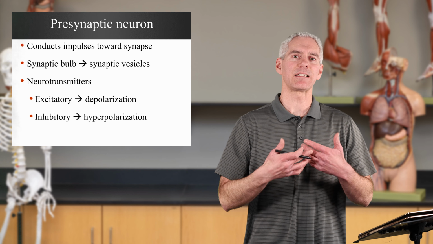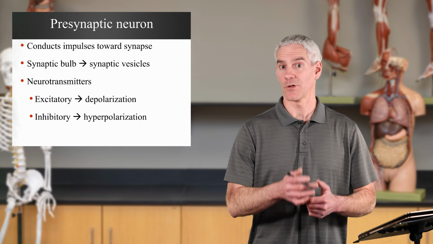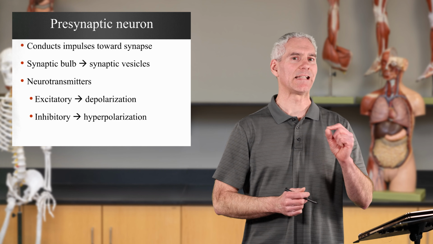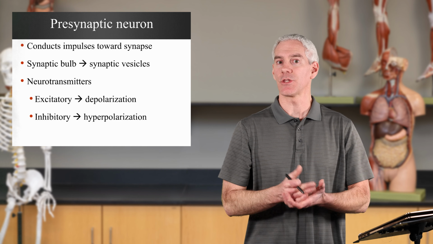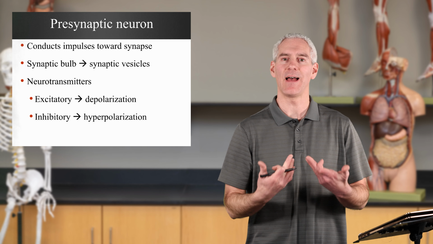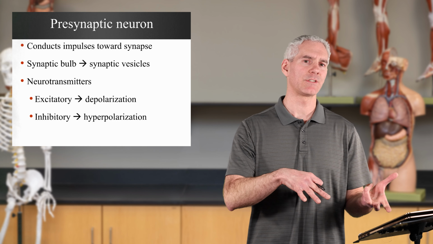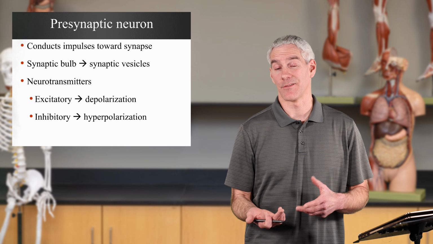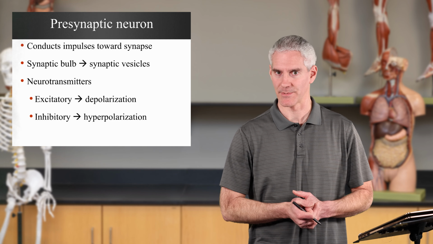In the case of excitatory, you're trying to reach depolarization. You're trying to get to threshold. But in the case of inhibitory, we're going in the opposite direction. Usually, it's hyperpolarization. You're trying to prevent a signal from occurring. So we have both excitatory and inhibitory neurotransmitters, and for that matter, there's also excitatory and inhibitory receptors for these neurotransmitters.